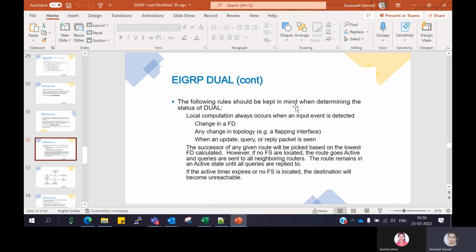The following rule should be kept in mind when determining the status of a route. The situation occurs when there is a change in FD, any change in the topology, or an update, query, or reply packet is seen.